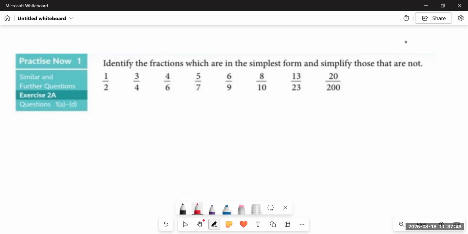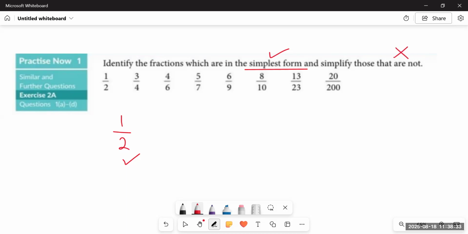If we talk about the first one, 1 upon 2, you can see that 1 and 2 do not have a common factor. How to identify whether the given fraction is in its simplest form or not? We just have to figure out if the numerator and the denominator have any common factors or not. 1 and 2 are in their simplest form because 2 is a prime number and 1 is divisible by itself only, okay? So it is in its simplest form. I'm going to tick mark the ones that are in their simplest form and cross the ones that are not.